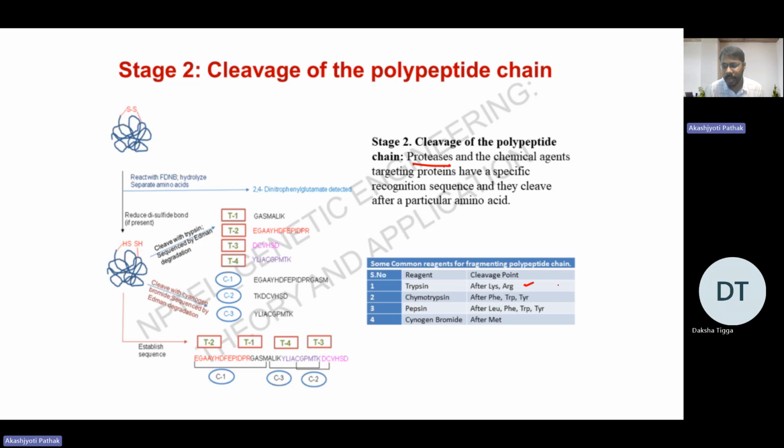So you have to remember some of the restriction sites, or rather, we say restriction enzyme, but these enzymes will cleave after particular amino acid residues. Chymotrypsin will cleave after aromatic amino acid residues: phenylalanine, tryptophan, tyrosine. Pepsin usually cleaves after leucine, phenylalanine, tryptophan, tyrosine, and cyanogen bromide will cleave after methionine. Okay.